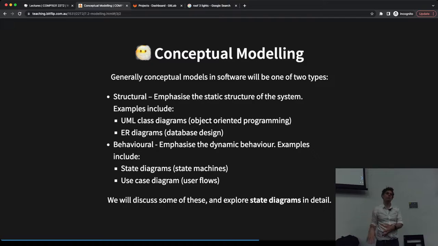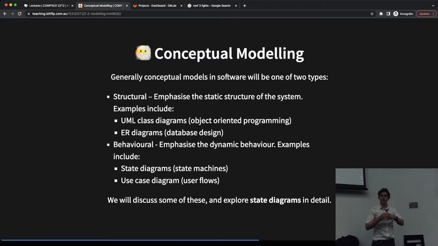Then you have behavioral diagrams, which aren't about how something's structured, but about how someone interacts with it. The example we're going to look at today is state diagrams, and the examples we're going to look at next week are use case diagrams. So for instance, if you're trying to mock something up for someone, think of a recipe. A recipe has a behavioral element, which are the steps. It describes the behavior something goes through.